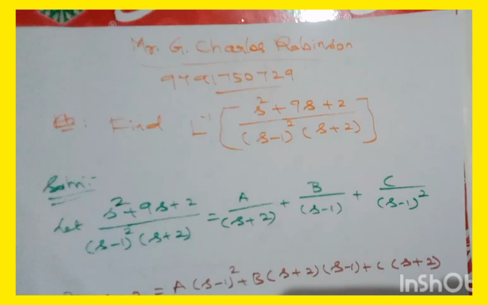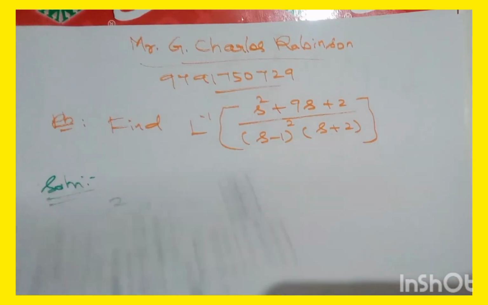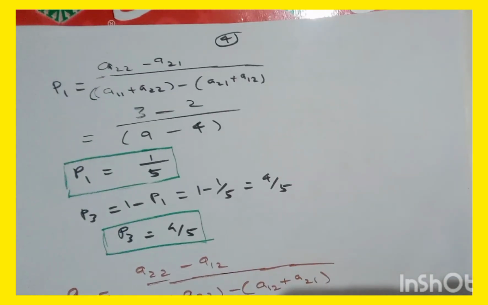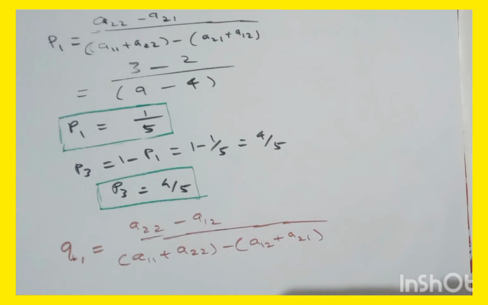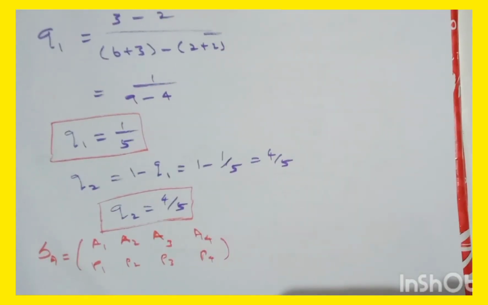I also have to calculate the strategies, so I use these formulas. For P1, it is (a22 minus a21) divided by (a11 plus a22 minus a21 plus a12). So P1 is 1 by 5, and from that P3 is equal to 4 by 5. Similarly, Q1 is equal to (a22 minus a12) divided by (a11 plus a22 minus a12 plus a21). Substituting, I get Q1 equal to 1 by 5. Similarly, Q2 is equal to 4 by 5.